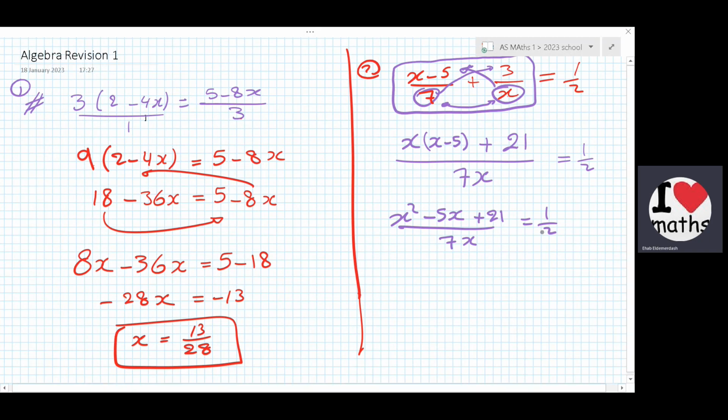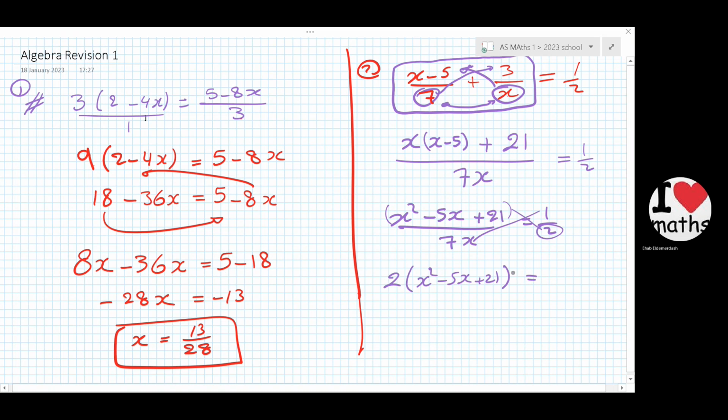The 2 will go into the bracket and the 7x will go into the 1. So it's 2 into the bracket: 2 into x squared minus 5x plus 21 is equal to 1 times 7x, which I can write as 7x multiplied by 1, which in the end gives 7x. Let's go further. We need to expand. So it will be 2x squared minus 10x plus 42. Am I right? On the right side it's 7x multiplied by 1. It will be 7x as it is, but I have to send it to the left side.